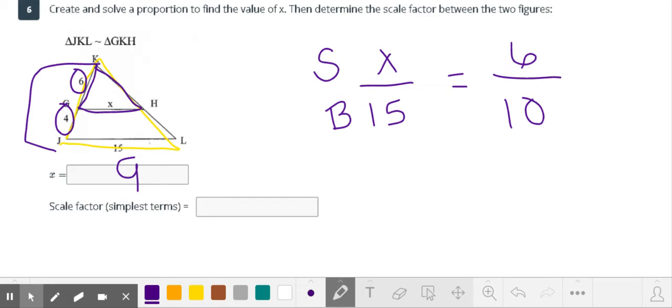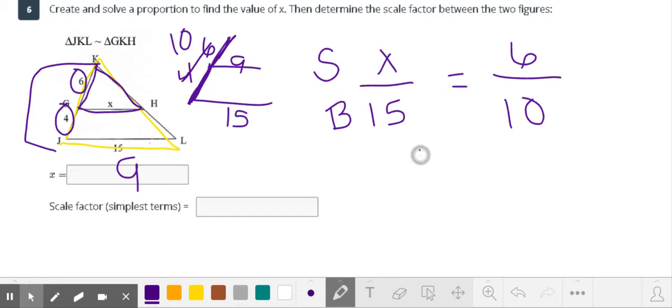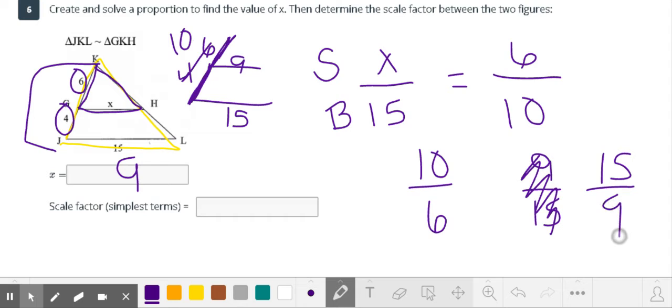The other thing they want is the scale factor. Well, we've got 6 and 9. We've got the 4 here and the 15 here, or 10. So we've got 10 to 6, or 9 to 15. And remember, this should have been 15 to 9. And this is the big, and this is the small. So when I reduce both of those fractions, I should get the same ratio.